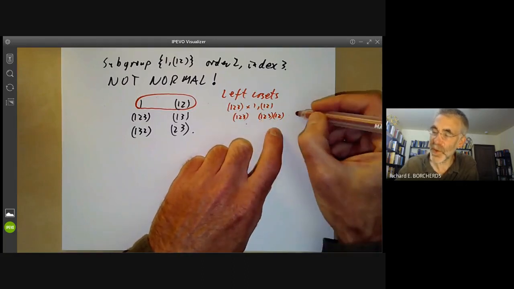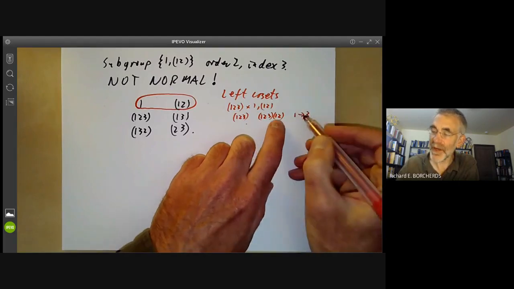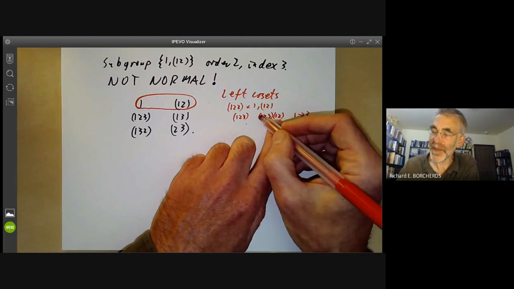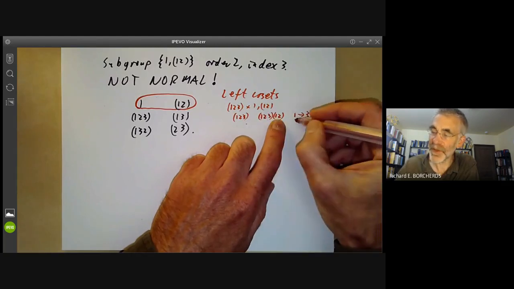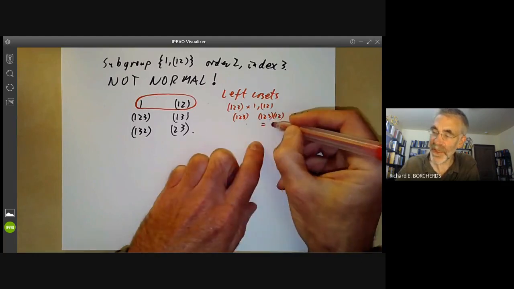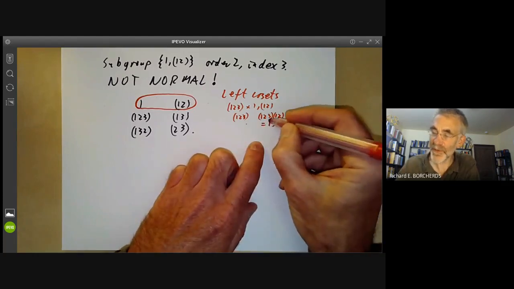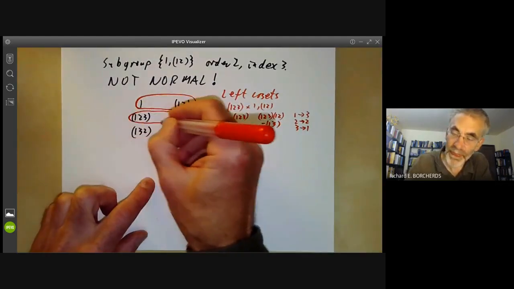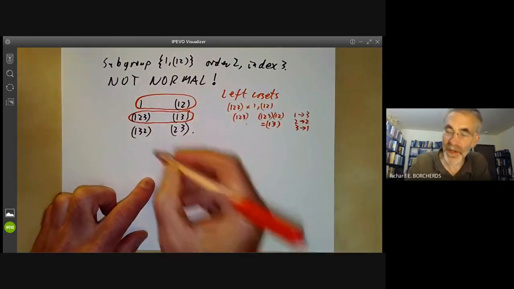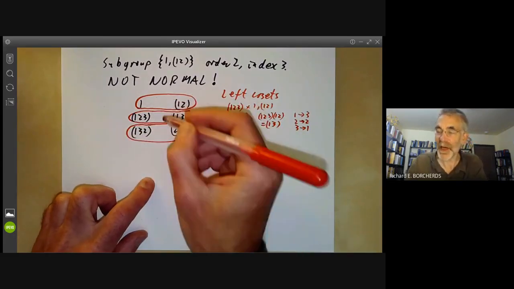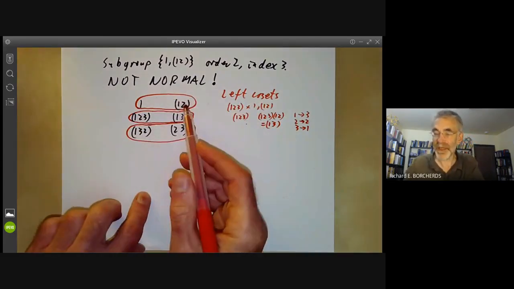So this takes 1 to 3. And if we apply this element to 2, it takes 2 to 1. And then this one takes 1 to 2, so 2 goes to 2. And obviously 3 goes to 1. So this element is equal to (1, 3). So we get a coset here. And it's pretty obvious what a third coset is going to be. It's going to be this. So here are the three left cosets of (1, 2).